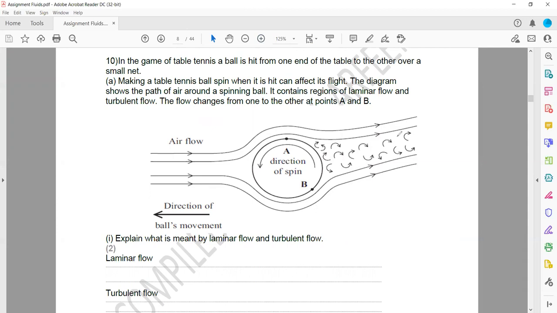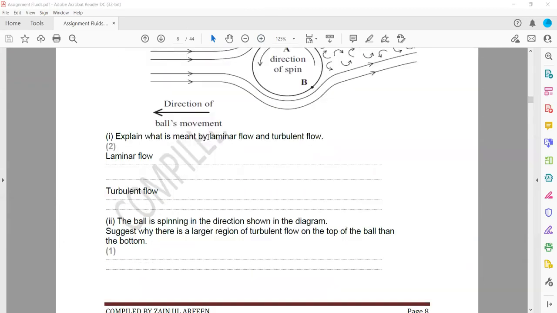The diagram shows the path of air around a spinning ball. So there's a spinning ball and the path of air is shown. The ball is moving towards the left and the fluid will be in the opposite direction. The fluid flow. So what is meant by laminar? Laminar means no abrupt change and turbulent means there will be abrupt change.